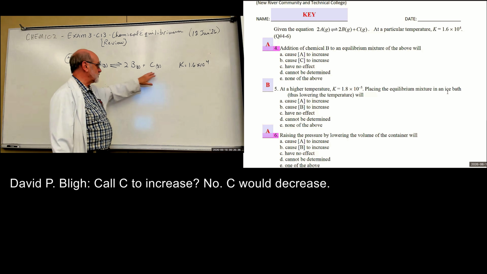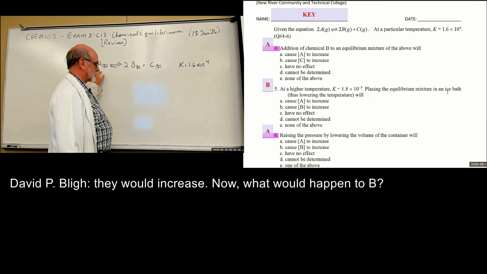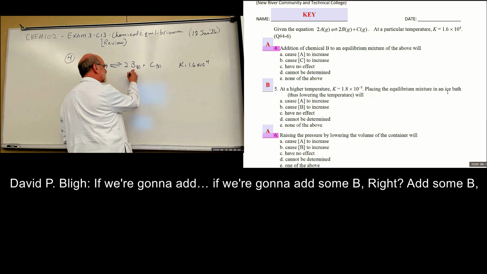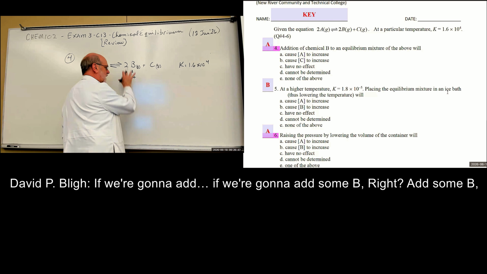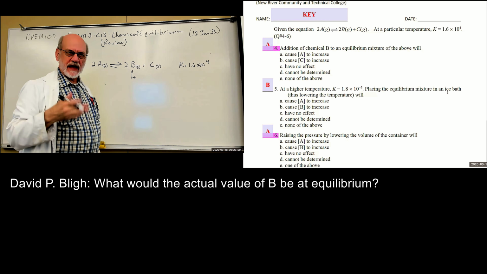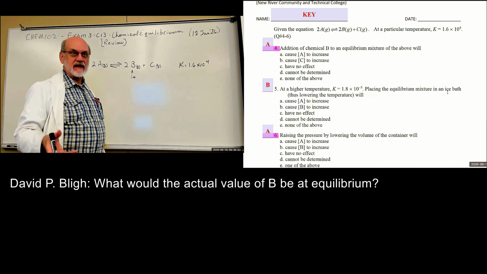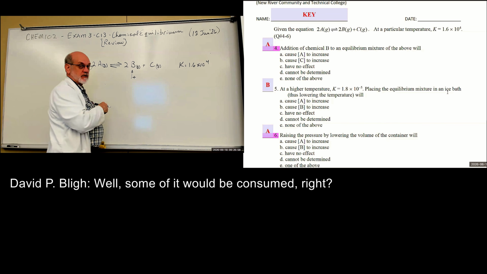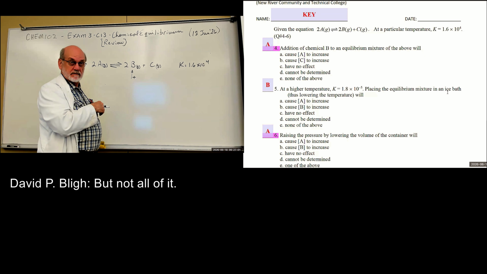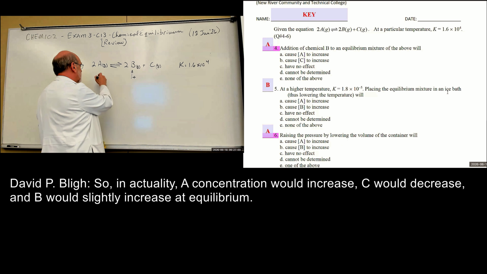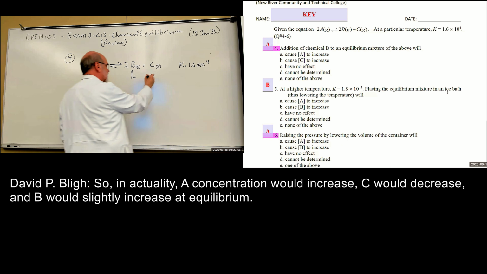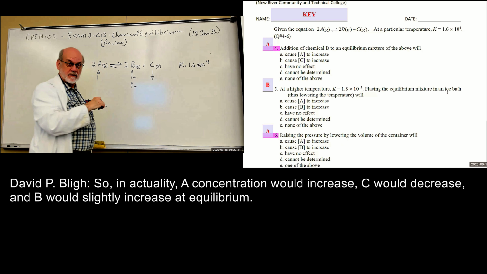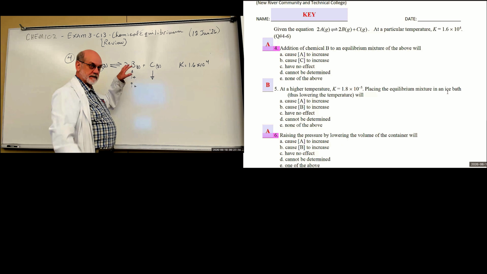Cause C to increase? No. C would decrease. A would increase. Now, what would happen to B? If we're going to add some B, what would the actual value of B be at equilibrium? Well, some of it would be consumed, right? But not all of it. So in actuality, A concentration would increase, C would decrease, and B would slightly increase at equilibrium, because we're not going to use all of it.